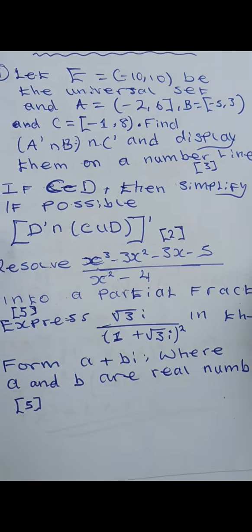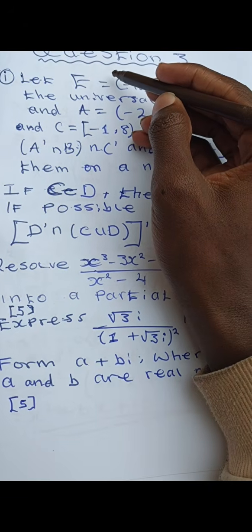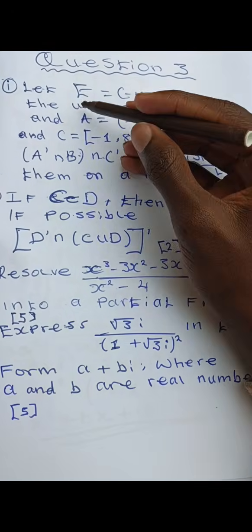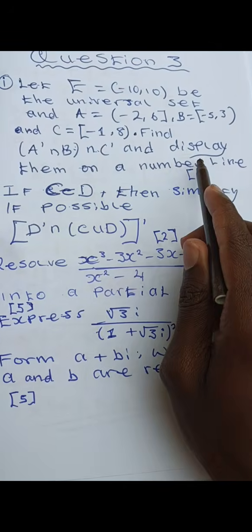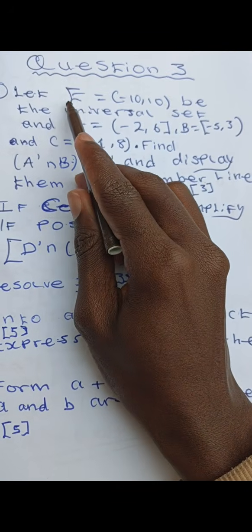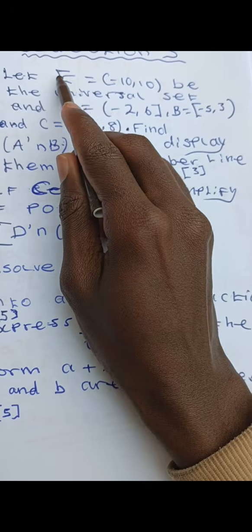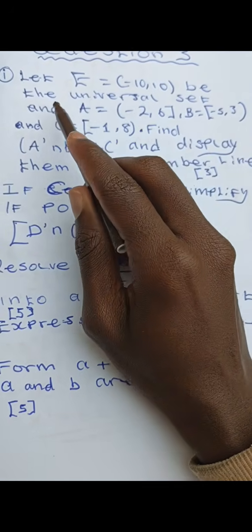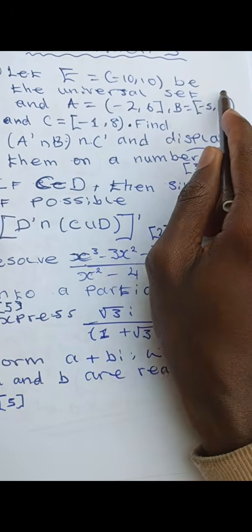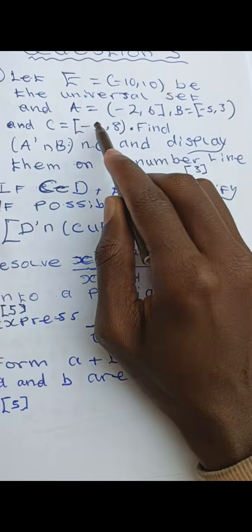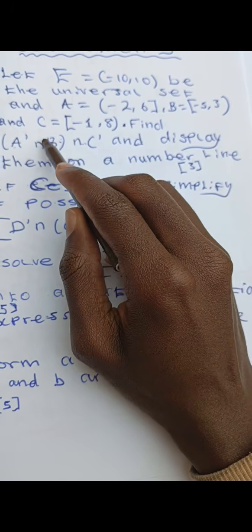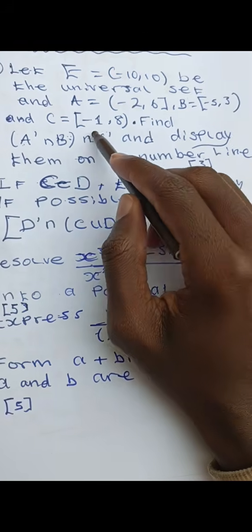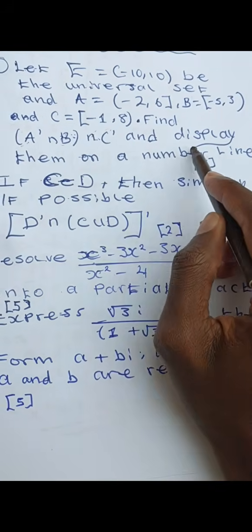Let's move on. All right, so we have question 3, which is the last question. So question 3, we have the first one. This question had 3 marks. They're saying let E be the universal set, negative 10 to 10. Oh yeah, they have even said it. And A is equal to this, B is equal to this interval, and C that interval. Find A complement intersection B intersection C complement. So we need to find this and display them on a number line.